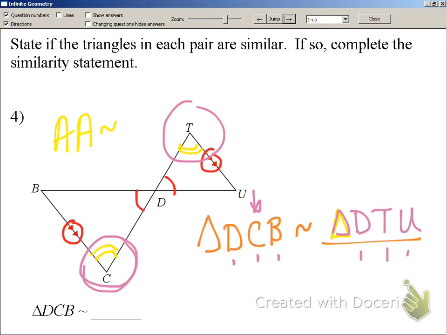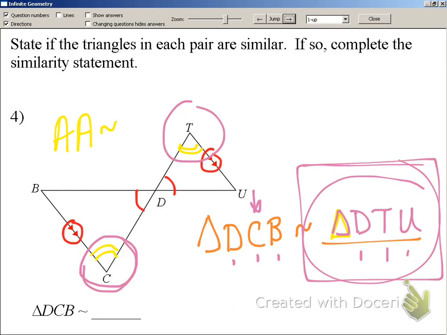State if the triangles in each pair are similar. Yes, they are. If so, complete the statement. To me, on this problem, where it says state if they're similar, I don't think that we need to say yes if I know this right here. Now, if they're not similar, yeah, you need to say no. If they're not similar, you cannot complete a triangle similarity statement. There's no possible way because they're not similar. But yet some of you still try to do that. So if it's no, you're going to leave that blank.